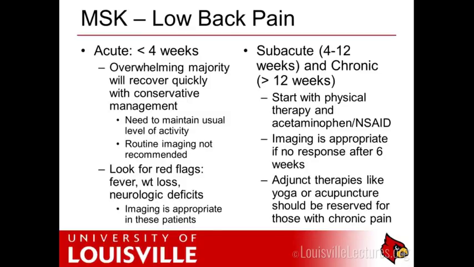And then subacute and chronic low back pain. Usually you're going to start with physical therapy and acetaminophen or an NSAID, and if they don't respond to treatment after 6 weeks, then you can do imaging at that time. Then for adjunct therapy, it could be acupuncture or yoga or CBT. You're not necessarily going to use those for subacute, but definitely in chronic low back pain.